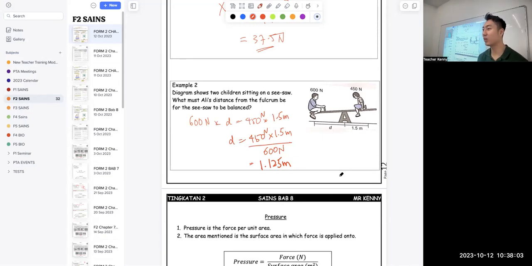Next time when you go and play seesaw, you can up your game already. When you go seesaw, instead of seeing seesaw like a small kid, now you can, as a more mature person, see the seesaw.